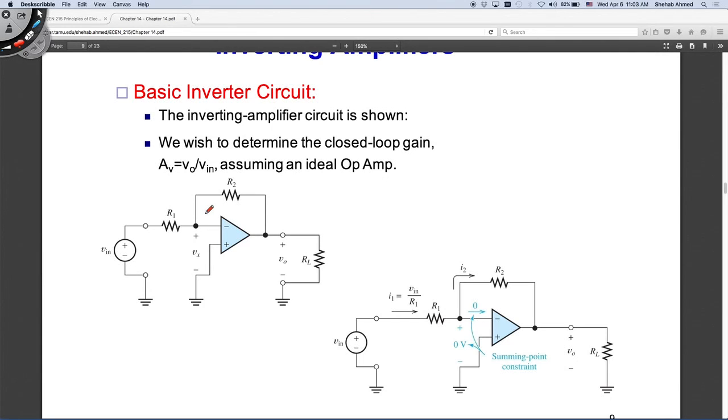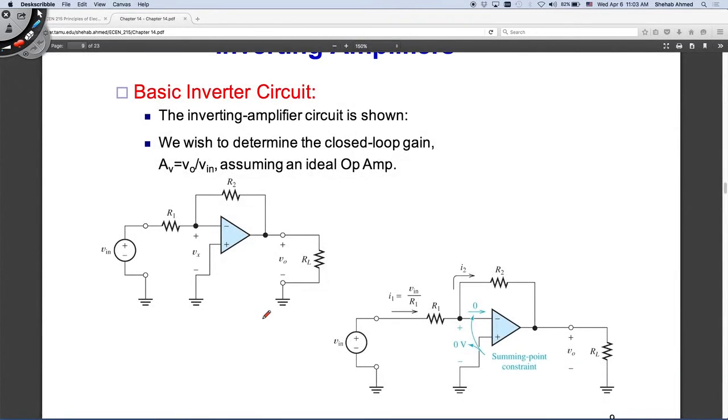So how do we do the calculation? We have to depend on the summing point constraint that we talked about. The summing point constraint says what? It says that this Vx voltage is equal to 0. And it says that the current here is equal to 0, which means that the current in this branch and this branch are equal. So that's really what all of this says.